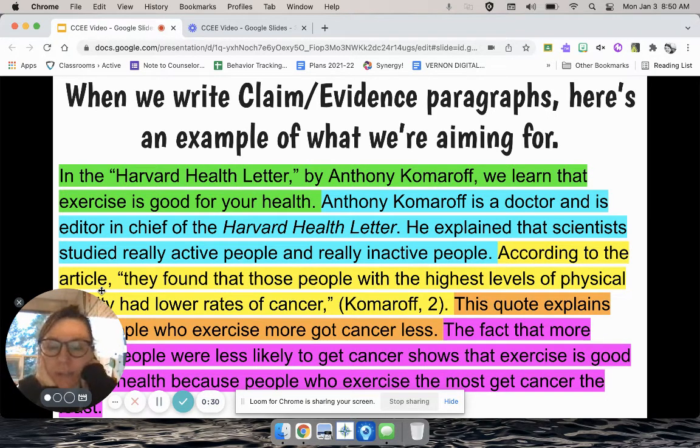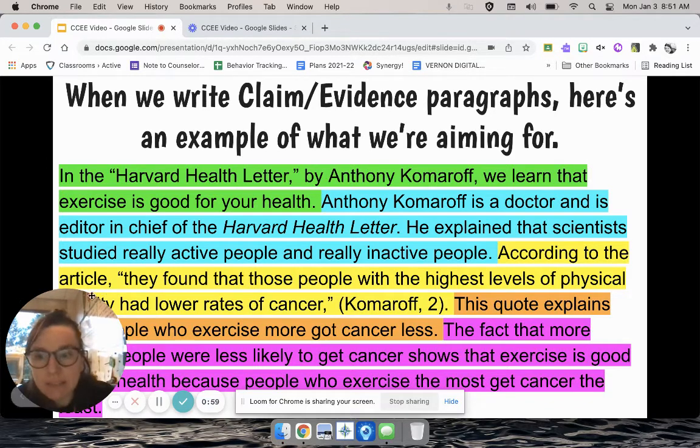Now, you'll notice by looking at this that it's color-coded. Your final draft will still be color-coded, just like this one is. The green is your claim. The claim tells you, the reader of your paragraph, exactly what it is that you're trying to prove. Your claim has to be clear, and it needs to tell us what you're writing about. The blue is the context or background sentence, where you give information that helps the reader of your paragraph know things that are in your brain that help them understand what you're saying.